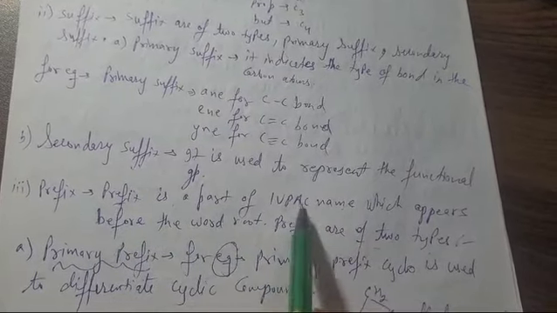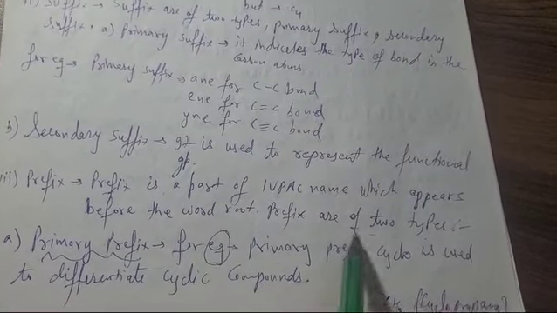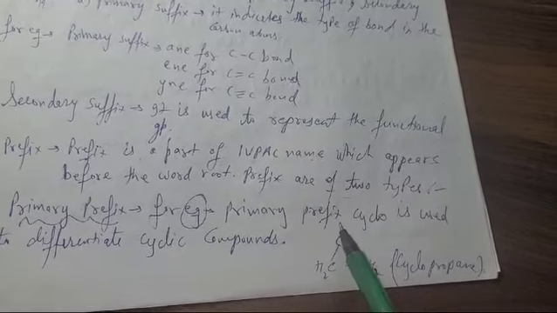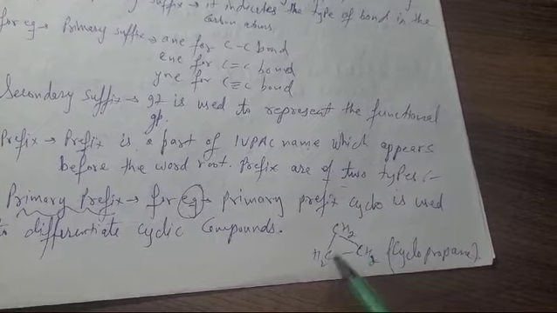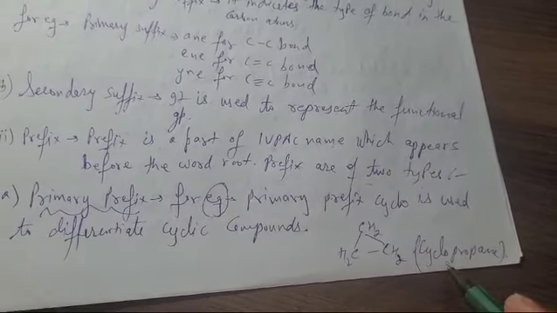Prefix. Prefix is the part of the IUPAC name which appears before the word root. Prefixes are of two types. Number 1 is primary prefix. For example, primary prefix cyclo is used to differentiate cyclic compounds. Here is the example of cyclopropane. Here cyclo is the what? Primary prefix.